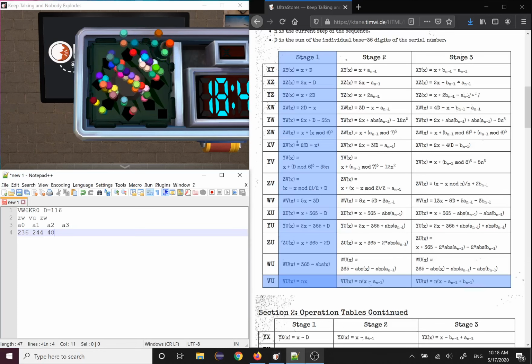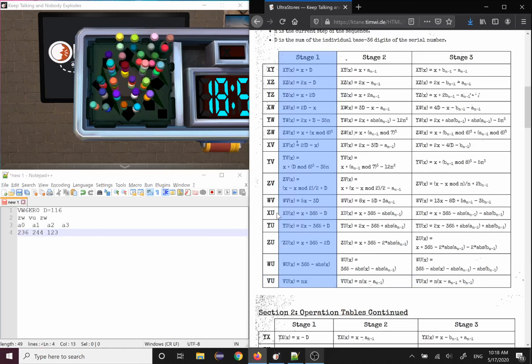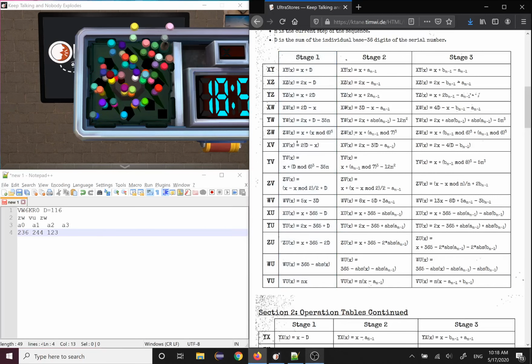And lastly, we find A3 by applying function ZW again, but this time to 123, the output of A2, the VU function. We find ZW again, which is equal to 123 plus 123 mod 6 cubed. Now 123 mod 6 is going to be 3, and 3 cubed is going to be 27, and 123 plus 27 is equal to 150.